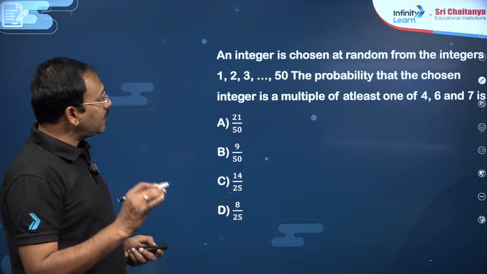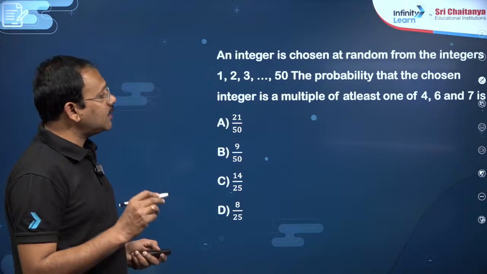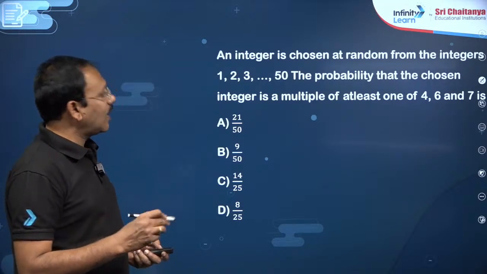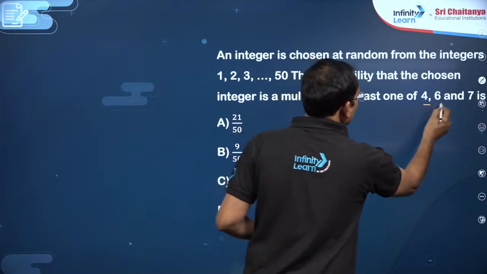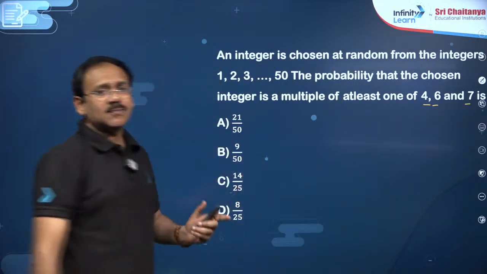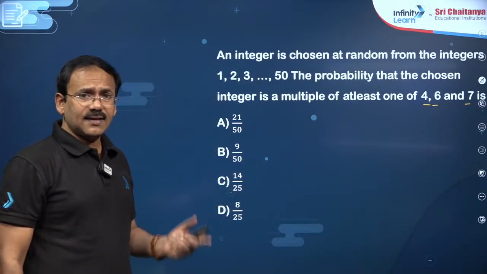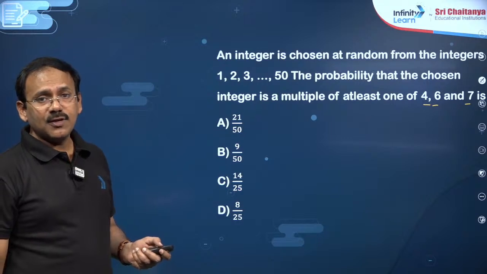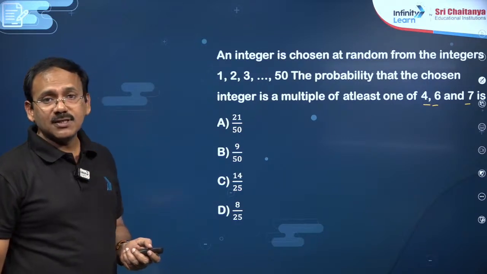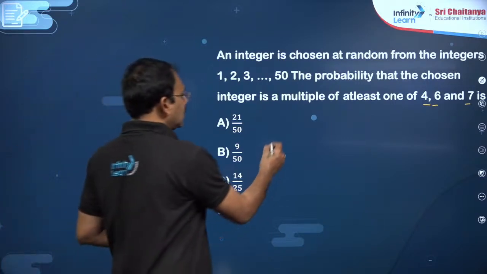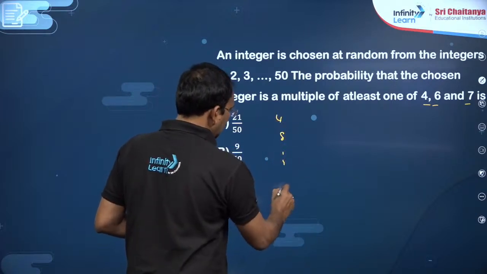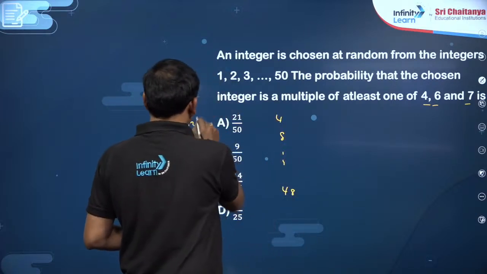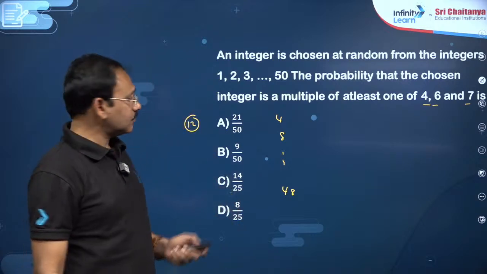Now, the probability that the integer is a multiple of at least 4 or 6 or 7. So it must be a multiple of at least one of 4, 6, 7. Since the set is small, rather than n of A union B union C, you just take multiples of 4, my dear friends. That means you will get 4, 8, up to 48. There are 12 multiples of 4.